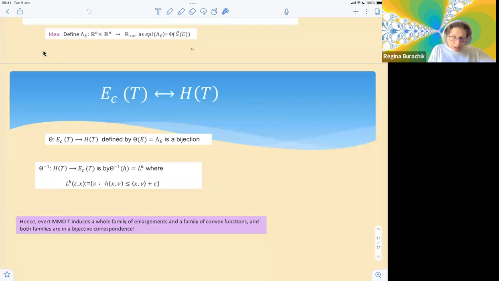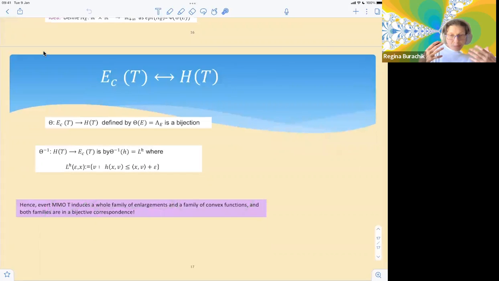So this means that every maximally monotone operator T not only induces a whole family of enlargements and also a whole family of convex functions, but each of these families are in a bijective correspondence. And I hope that I could pass you the beauty of this result. If I couldn't, it's not because the results are not beautiful, but just because of me. So thank you very much. And if anybody has more questions, please.